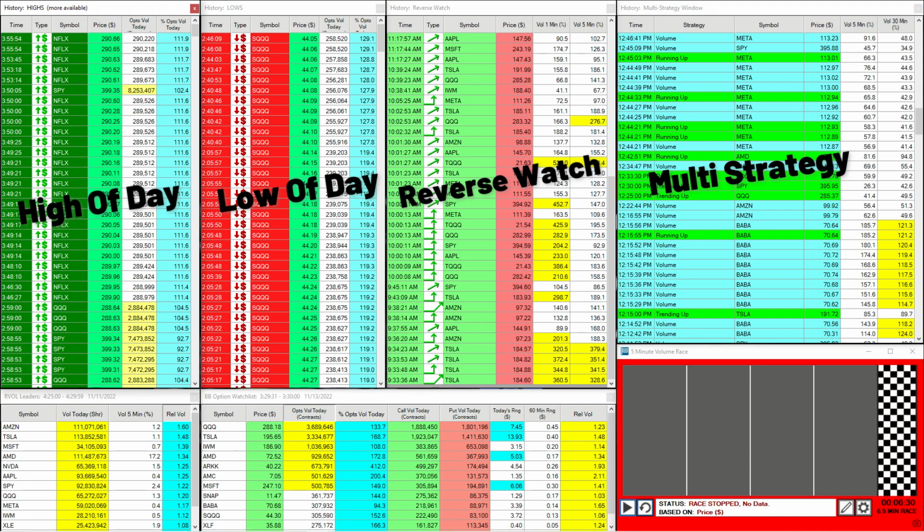In the bottom left-hand corner, we have the RVOL leaders, which stands for relative volume. Now, this isn't based on options.